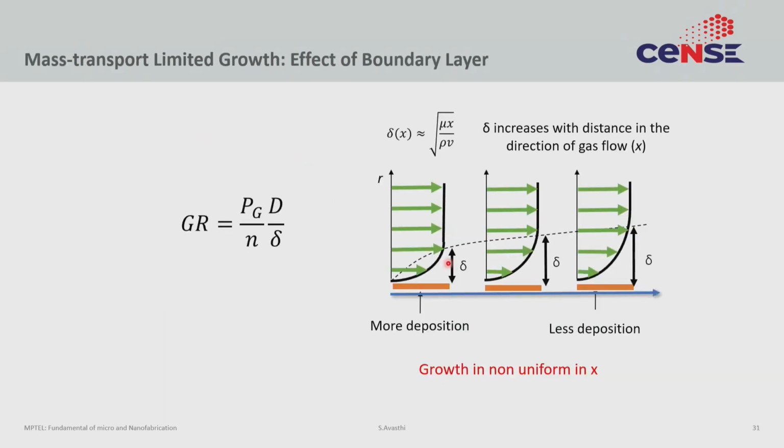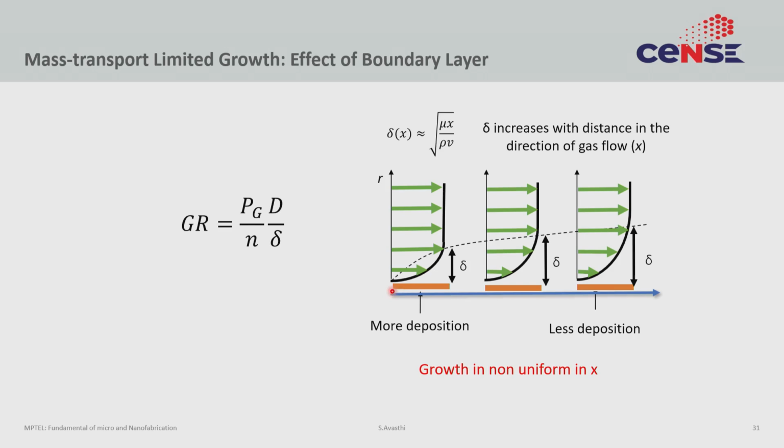Now let's look into the mass transport limited regime in a little more detail. Some of this must be obvious to you by now, that there clearly would be an effect of the boundary layer, because the growth rate is given by the total pressure, which may be uniform. However, it depends on d as well as delta. Now delta is the boundary layer, which changes from the left hand side of the reactor to the right hand side of the reactor, but also changes across a wafer.